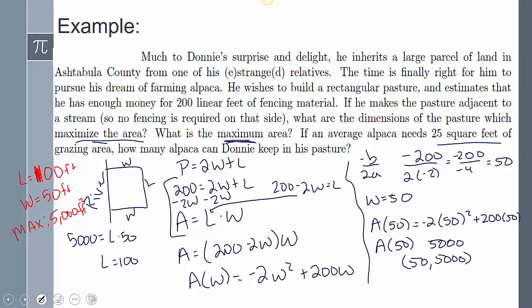And then it says, how many alpaca can Donnie keep if an average alpaca needs 25 square feet? So that means I have to take this 5,000 area and divide it by 25. If I take the 5,000 area divided by 25, because it's 25 square feet per alpaca, that means I'm going to have 200 alpaca. So those are going to be the answers to every single element there.